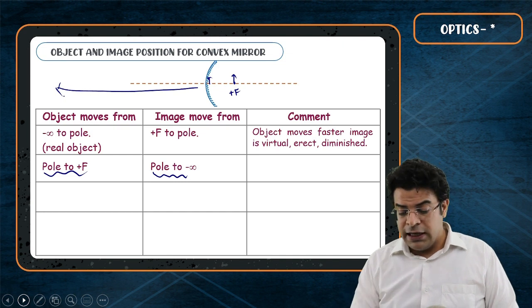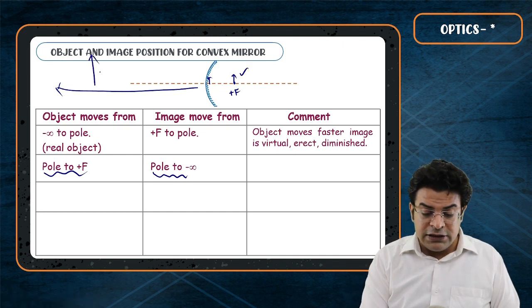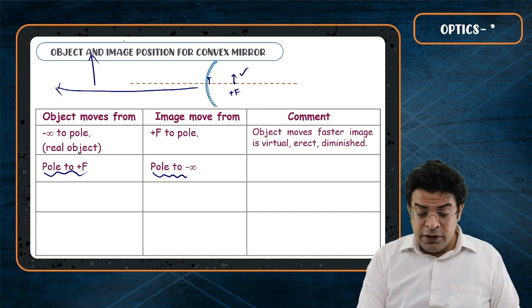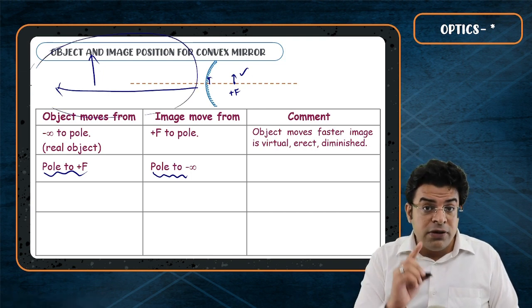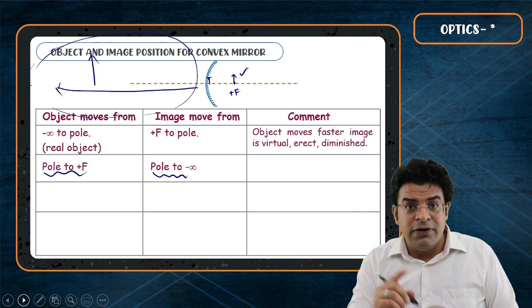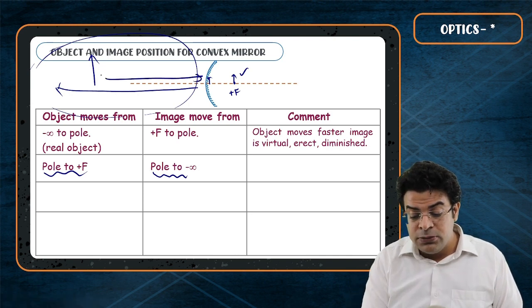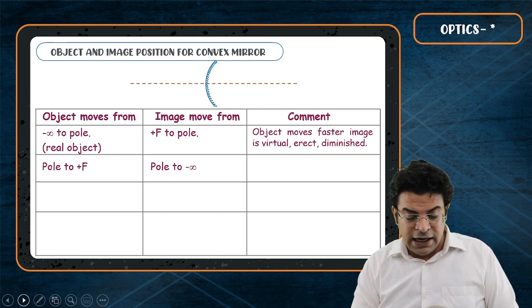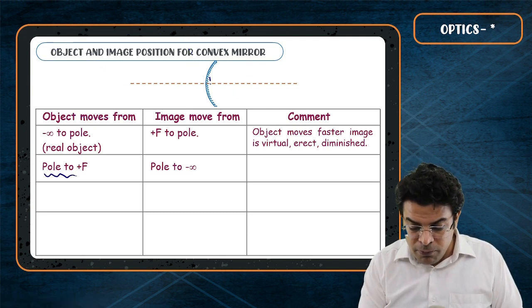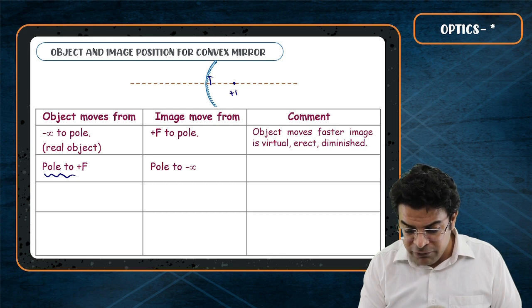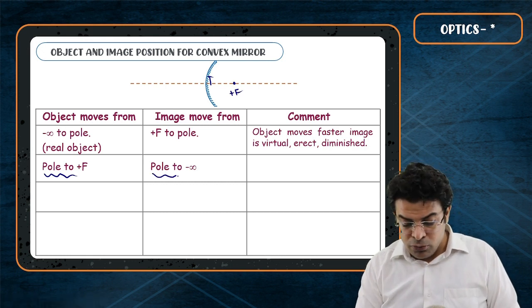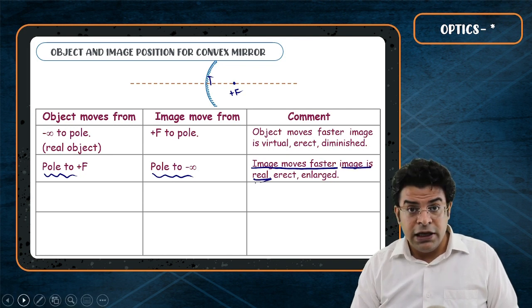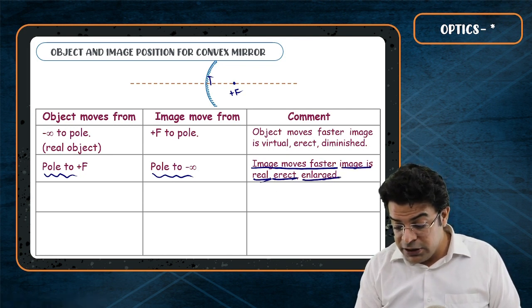Second thing, as the object and image are on different sides, image will be erect. The image is being formed in the real world, so the image will be real. As well as the distance of image is more, the image will be enlarged. So you will say that as the object moves from pole to plus f, the image moves from pole to minus infinity. The image moves faster, image is real, image is erect, and image is enlarged.